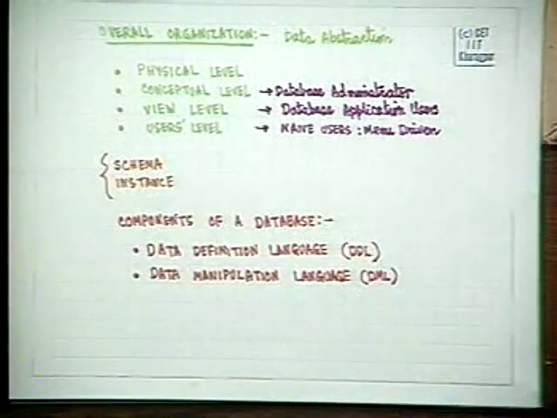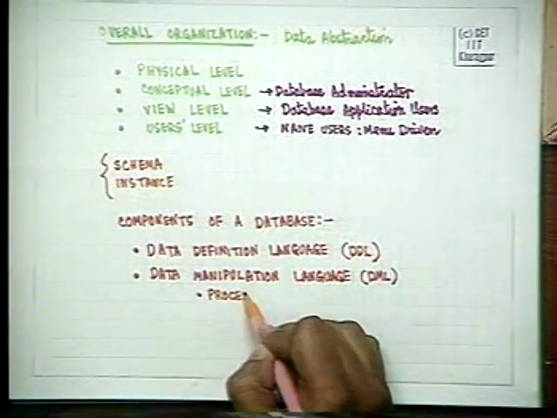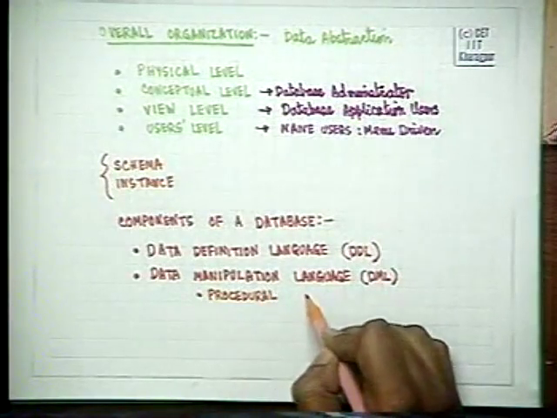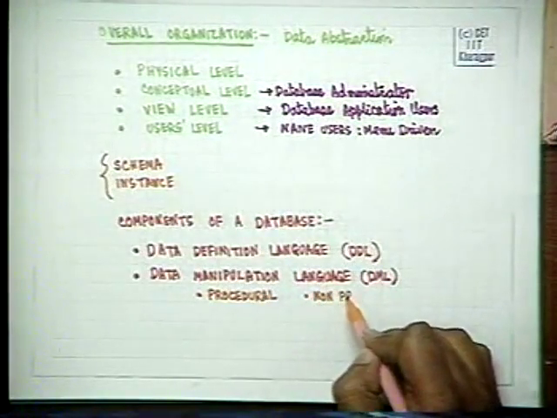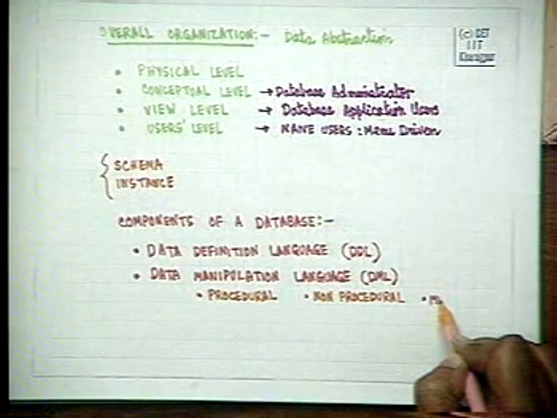Data manipulation language can be of various types. Now this data manipulation language is a very core concept in a database. It may be procedural or non-procedural or a combination of them. A procedural one is like your normal programming language where you have a step-by-step definition of what you want to do. And a non-procedural one. So you can have procedural, non-procedural, mixed.